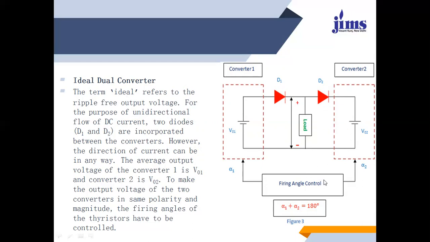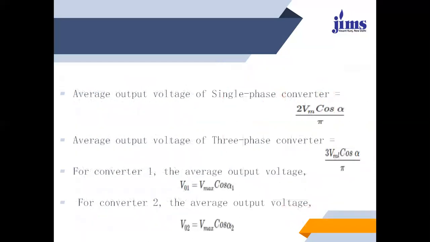So for firing angle control, we have a common control for converter 1 and converter 2, so that alpha 1 plus alpha 2 must be equal to 180 degrees. So the firing angle will be adjusted in such a fashion that the maximum value of alpha 1 plus alpha 2 equals 180 degrees. The average output voltage of a single phase converter is 2 Vm cos alpha by pi. The average output voltage of a three phase converter is 3 times Vml cos alpha by pi.